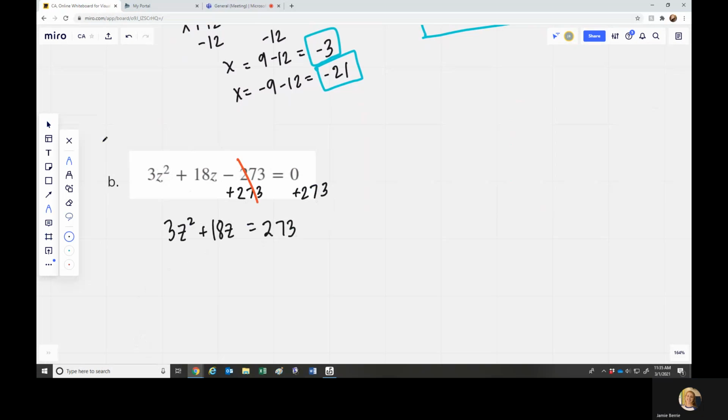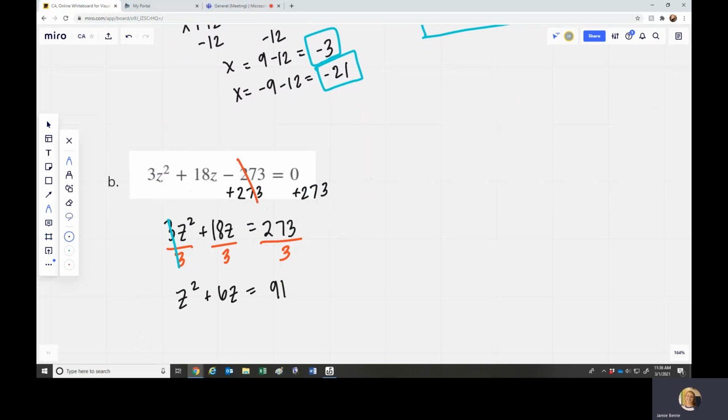in our case it's z squared, is 1. So divide everything by the coefficient on your squared term. You'll cancel out right there. So you have z squared plus 6z equals, see that's 91. Just make sure, 273 over 3. Yeah. All right, perfect. Now we are at step 4, which says the trinomial on the left-hand side will now be a perfect square trinomial.